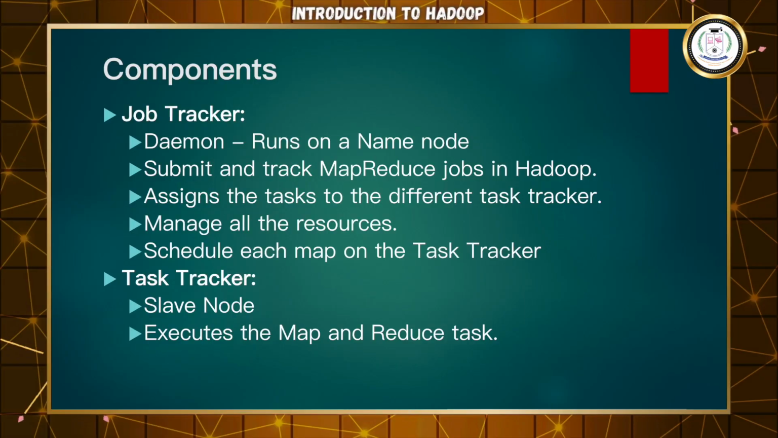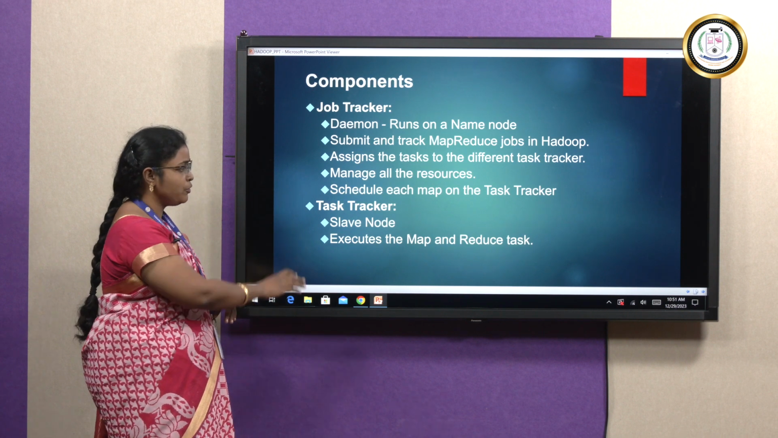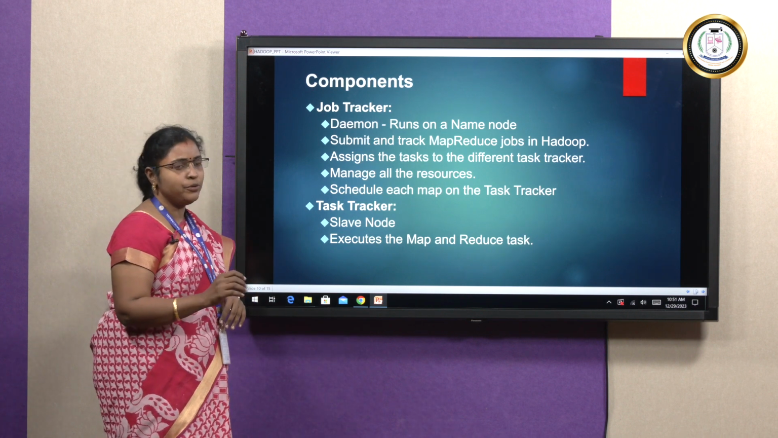And what is the work of the task tracker? It acts like a slave node. Whatever instruction is given by the job tracker will be done by the task tracker, which executes the map and reduce tasks.